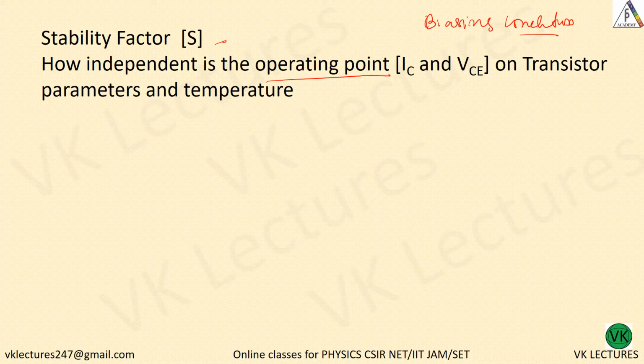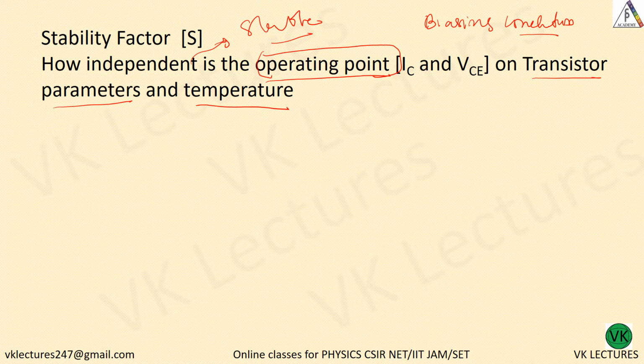Now, to understand how stable our operating point is with respect to transistor parameters, like alpha, beta and gamma, forward current of the diode, the transistor resistance, etc., and also with respect to the external temperature. Okay, so this is how it is done.